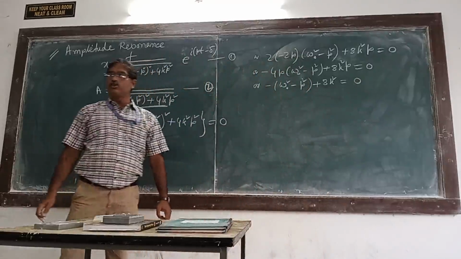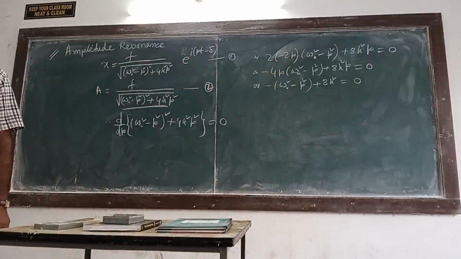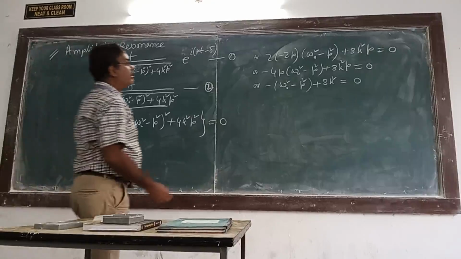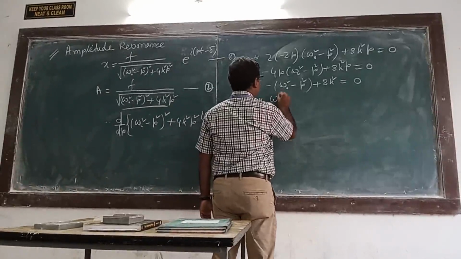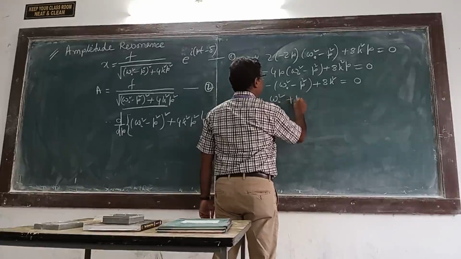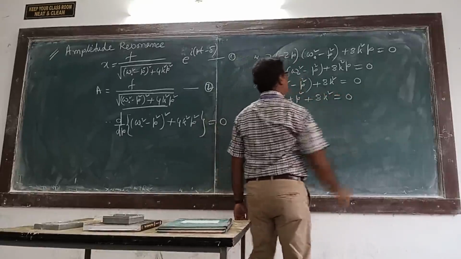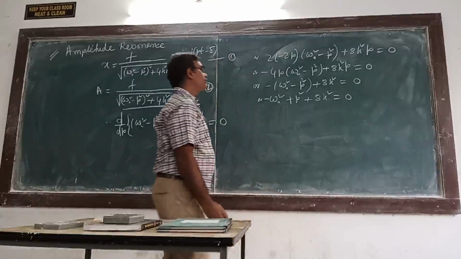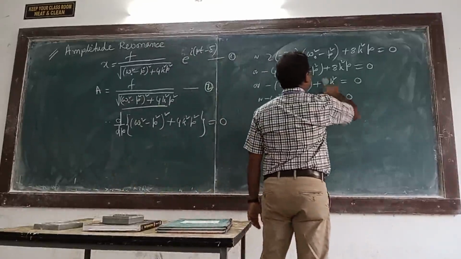As p is not equal to 0, p is the frequency of the applied force, so it will not be 0. So you can divide by p. Omega 0 square plus p square plus 8 k square equals 0 minus. So 8 k, that is 2k.